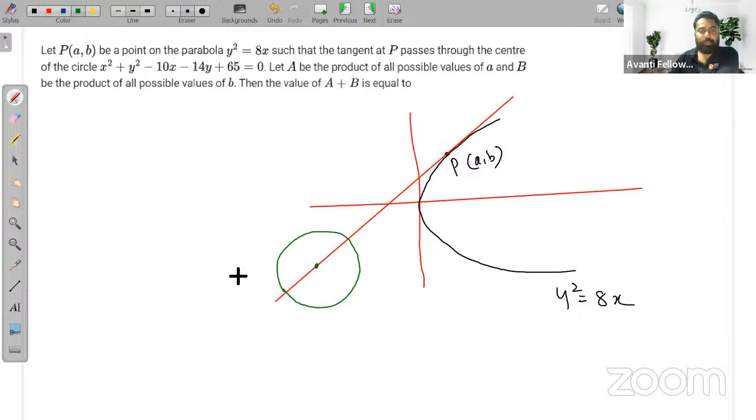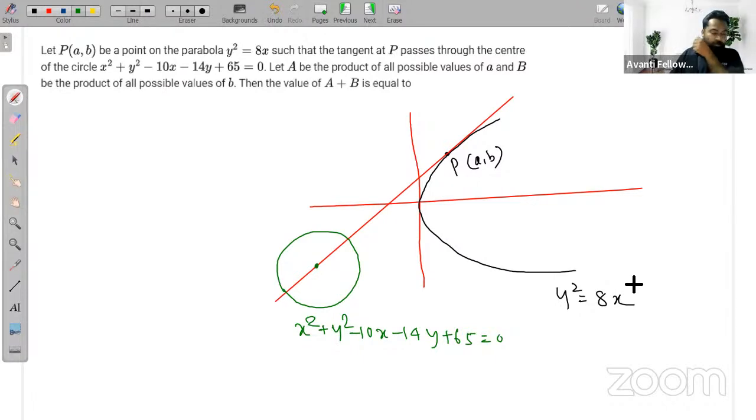Okay. The equation of circle is given as x square plus y square minus 10x minus 14y plus 65 is equal to 0. I have drawn the raw figure of the question, right? And you need to find the value of A and B, and capital A is the product of all possible values of A, and capital B is the product of all possible values of B. So you need to find A plus B, right? What should you do? मुझे क्या करना चाहिए actually? है ना?